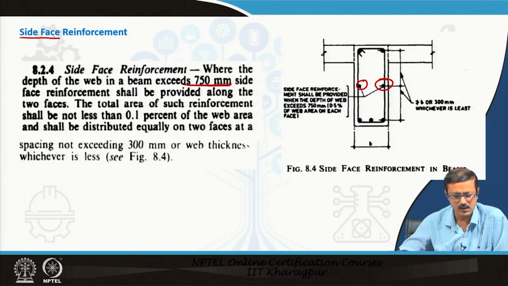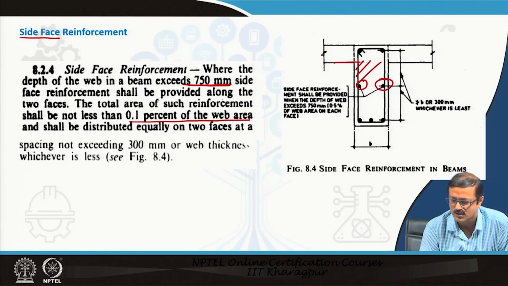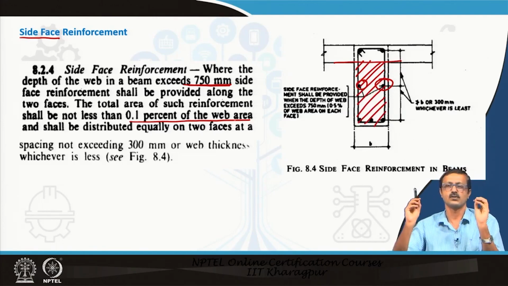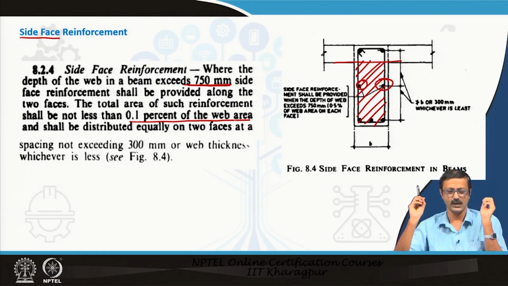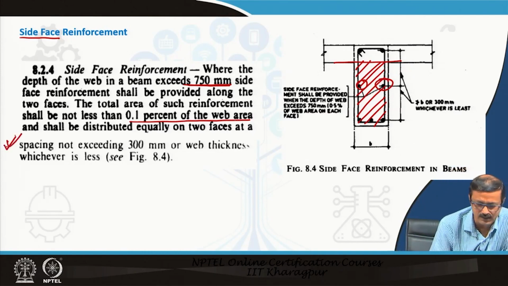So, the total area of those side reinforcement shall not be less than 0.1% of the web area. You know this is the web area, this is the flange. So, you have to find out how much is 0.1% of the web area, and equivalent to that, an equal number of bars has to be given on the two sides, exactly at the center probably, as side reinforcement. But another important thing, they have given another clause: the spacing should not exceed 300 mm or the web thickness, whichever is less.